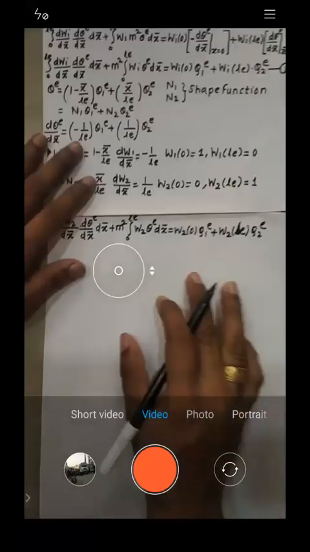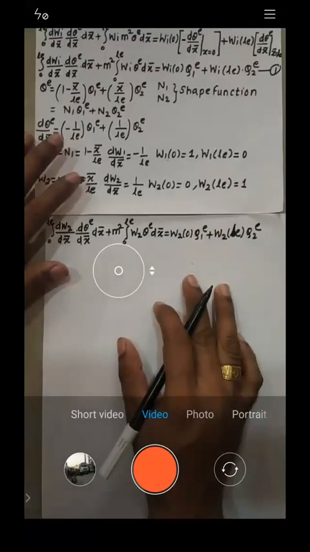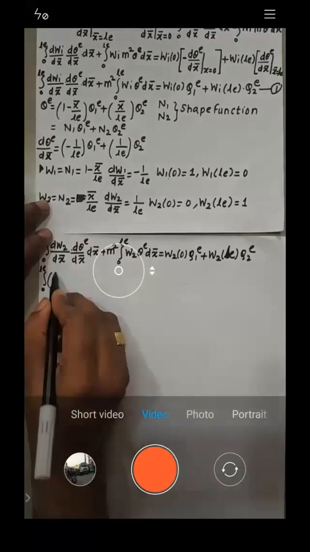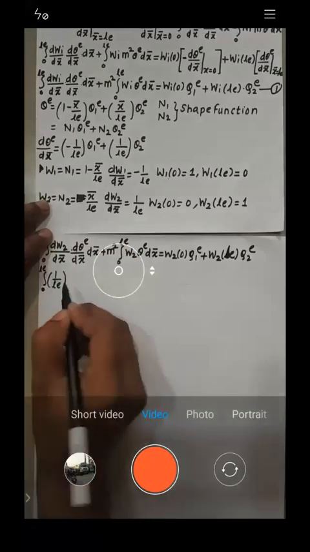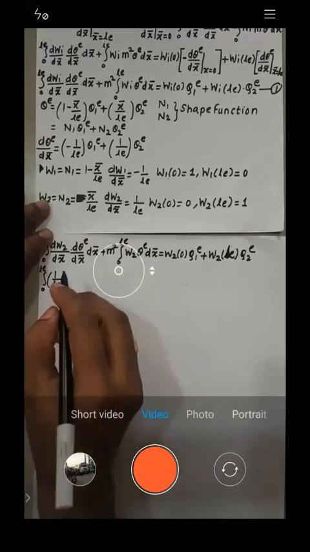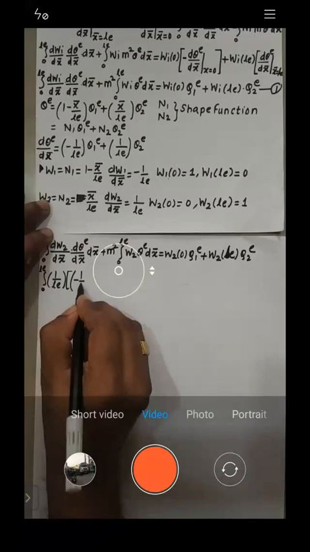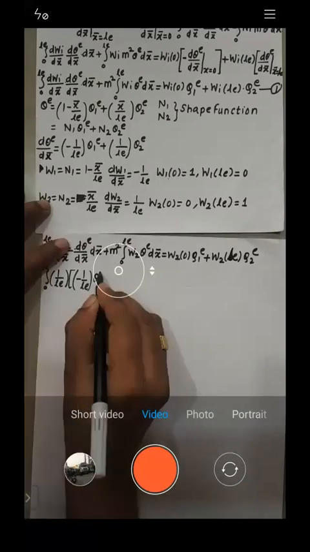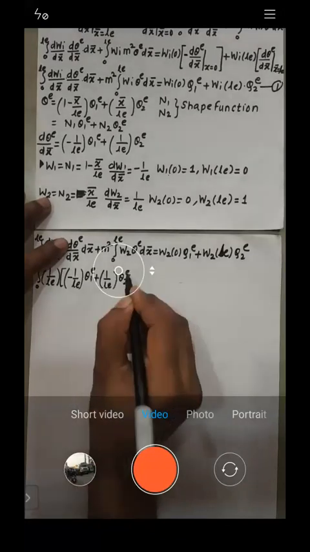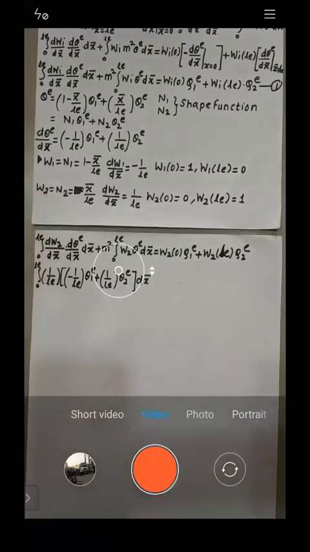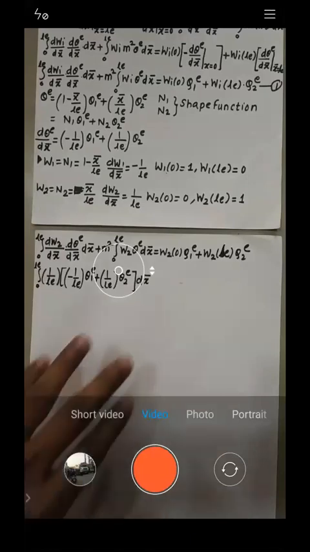Okay, now we need to put the values, right? So 0 to LE. What is derivative of second weight function? Here, it's 1 by LE, right? What is derivative of d theta E by dx bar? It is like this, right? Minus 1 by LE theta 1E plus 1 by LE theta 2E. Is it okay? Into dx bar. Say yes or no. Is it okay or not?